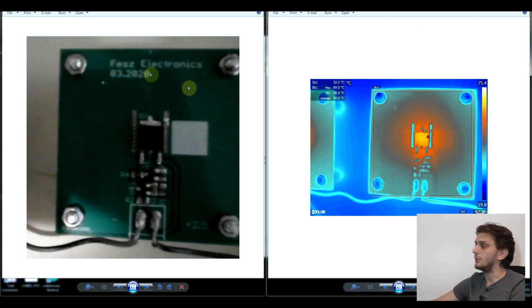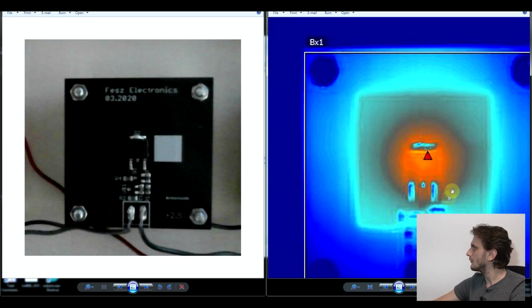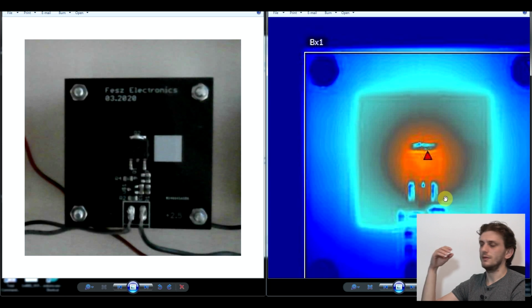Same can be said about the green board. Again, we can clearly see the square this time, so here the solder mask has a much lower emissivity than the silkscreen. And for example on the black board, we can't see the square. So here the solder mask is almost at the same level of emissivity as the silkscreen.